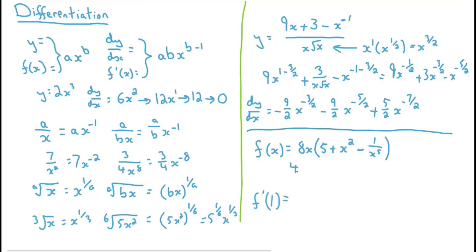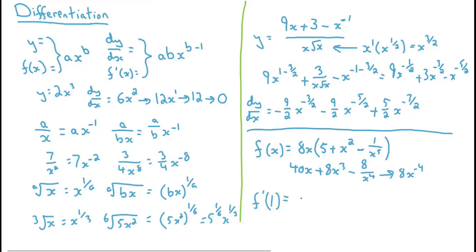8x times 5 is going to be 40x. 8x times x squared is going to be 8x cubed. And 8x times minus 1 over x to the 5, so that would be 8x over x to the 5. But due to how fractions are going to cancel, this x up here is going to cancel with one of the x's on the denominator, leaving that as now just 8 over x to the 4, which in turn we can say is the same as 8x to the minus 4.